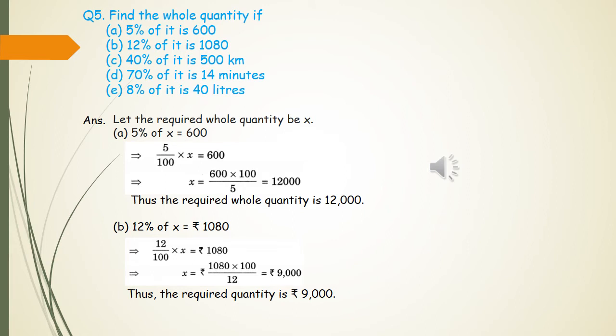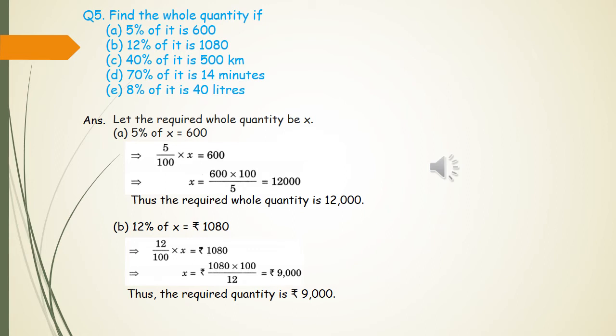Find the whole quantity if 5% of it is 600. Note the sum. Here in the previous sum, question number 4, they were asking for some percentages of a given quantity. Here it is not the same. Here they are asking if the 5% of it is 600, you have to find the whole. In the previous kind of sum, whole was given, so we were just simply multiplying and getting the answer. But here the whole you have to find out.